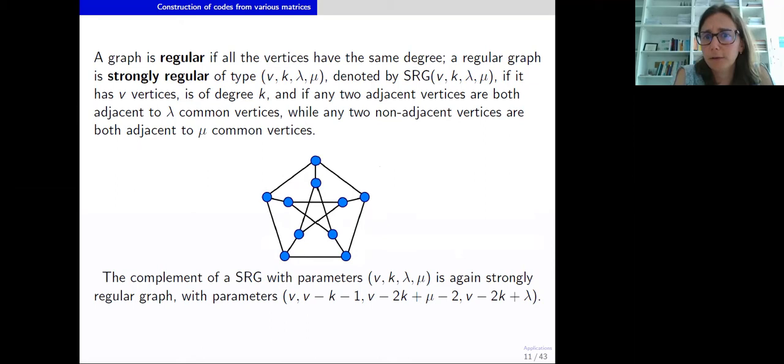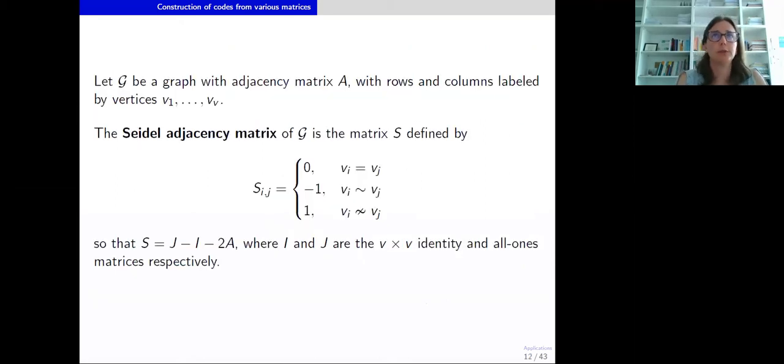Okay, so far, when we were introducing strongly regular graphs, we were speaking about adjacency matrices of strongly regular graphs, which show the adjacency relation between vertices in this graph. But today I am interested in 3 other matrices that are connected with graphs. So let us define the first matrix. Let G be a graph with adjacency matrix A, having the rows and columns labeled by vertices v1 up to vn. We can define the Seidel adjacency matrix of this graph to be the matrix S defined with this number.